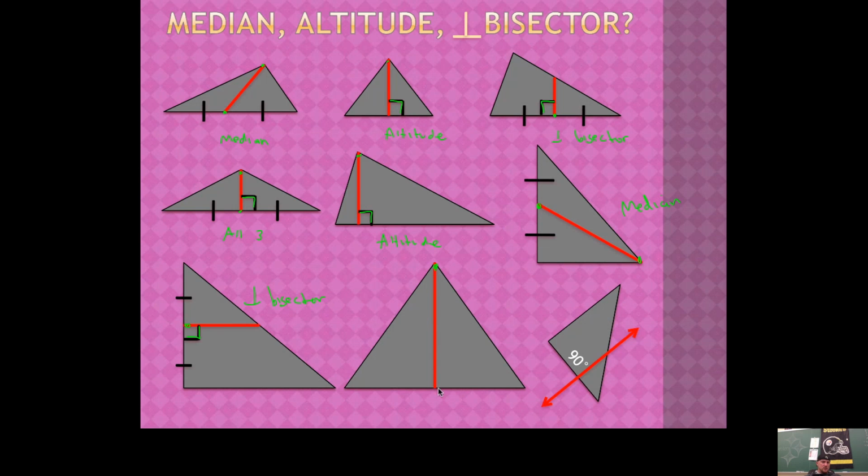That's a vertex. That looks like a midpoint, but it's not marked as a midpoint. It also looks like a right angle, but it's not marked as a right angle. That's just a segment. That's not a median, an altitude, or a perpendicular bisector. Same thing with this one. Even though that's a right angle, that's not a midpoint, and that's not a vertex. So that's neither of these as well.